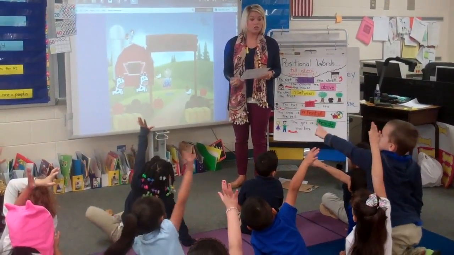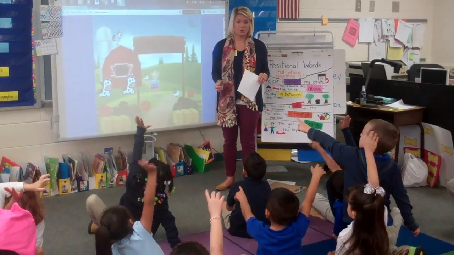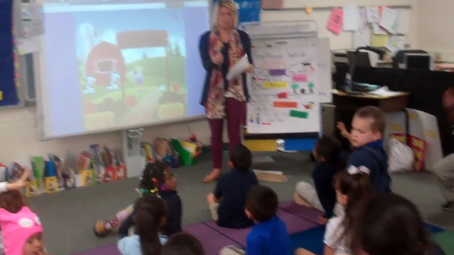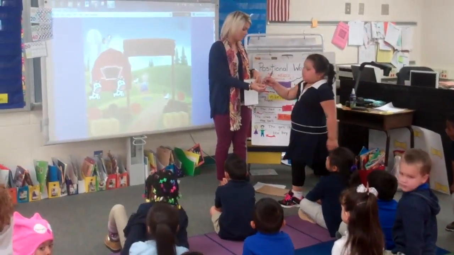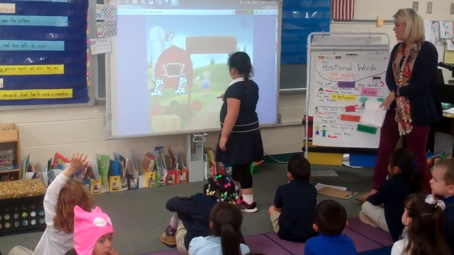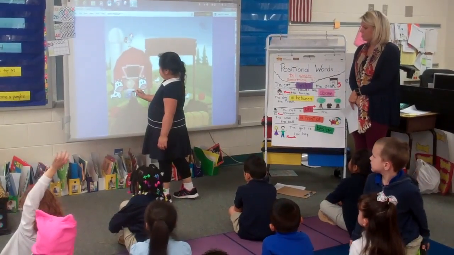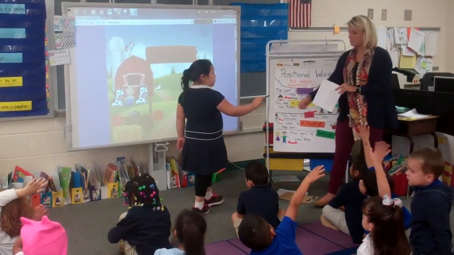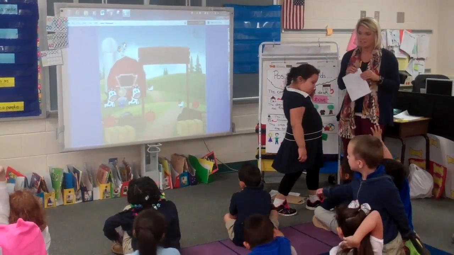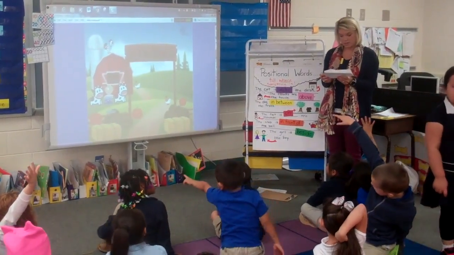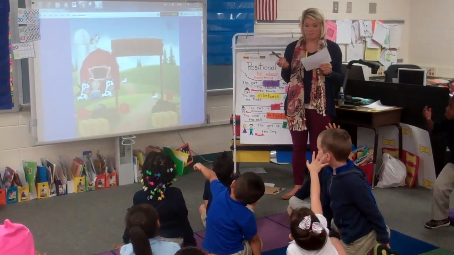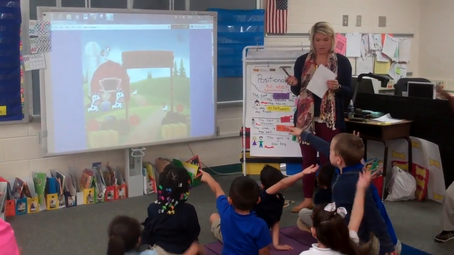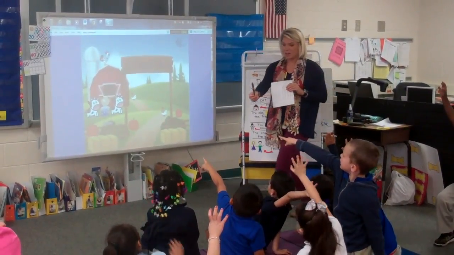Oh, I know. Is there a cow? There's a cow. Christina, will you come move the girl between the cows? You can do it. Good job. Okay, did she move the girl between the cows? Yes. Good job, Christina. Okay. Move the girl above the barn. Ileana.